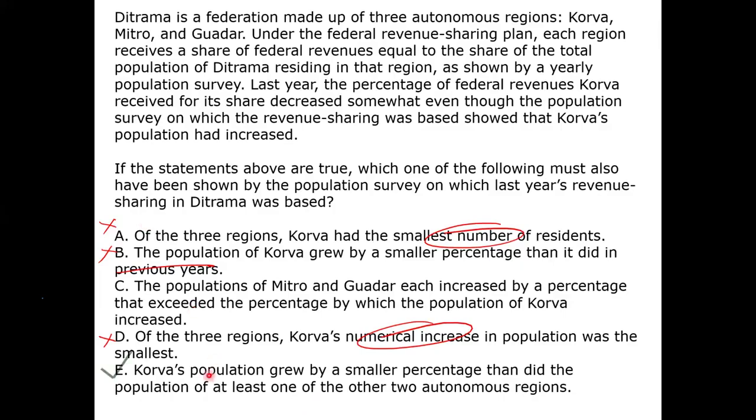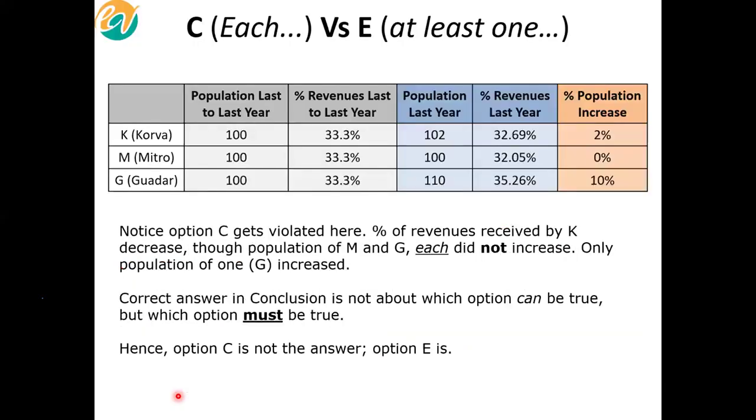Now, what I have on the next slide is, again, a table that is for explanation. And the table is quite intimidating, but don't worry, I'll explain it. Okay. Now, we are talking about last to last year and last year, right? So suppose last to last year, K, M, and G had 100, which means revenue allocation would be one third, one third, one third. Correct?